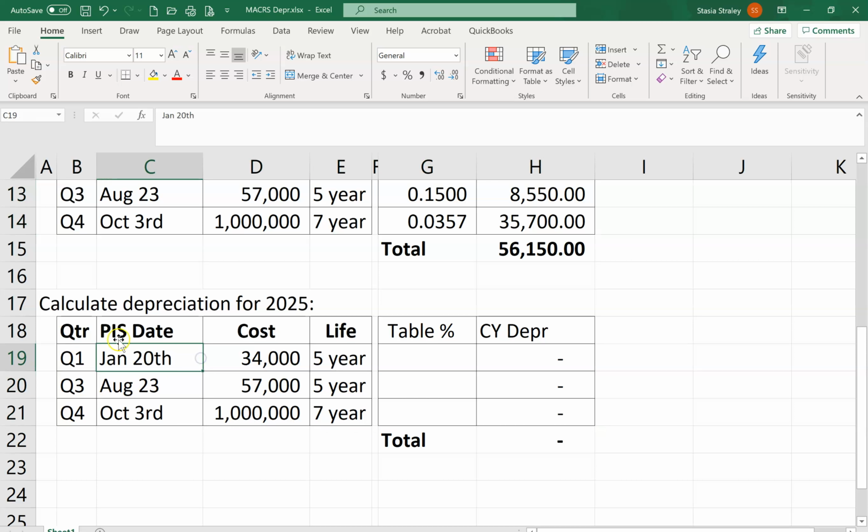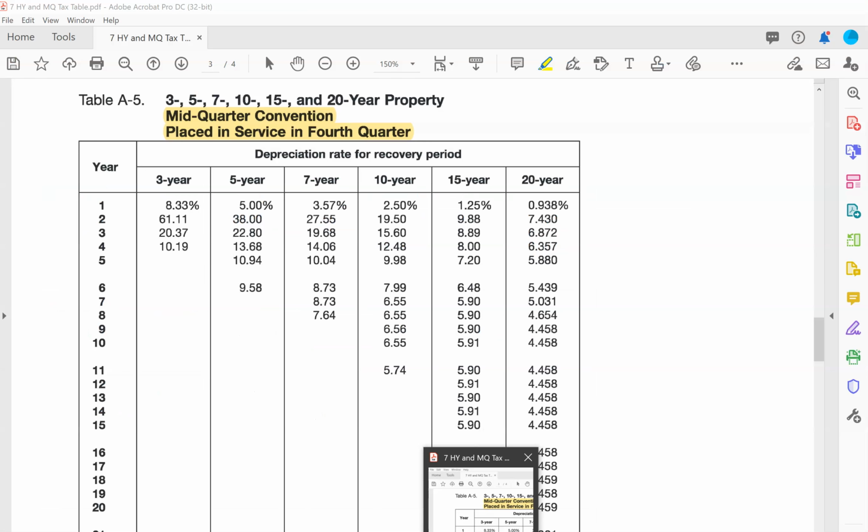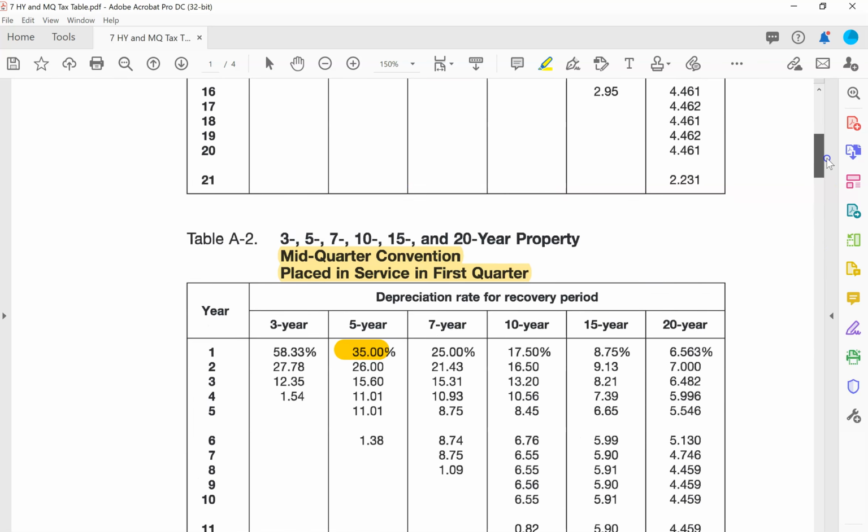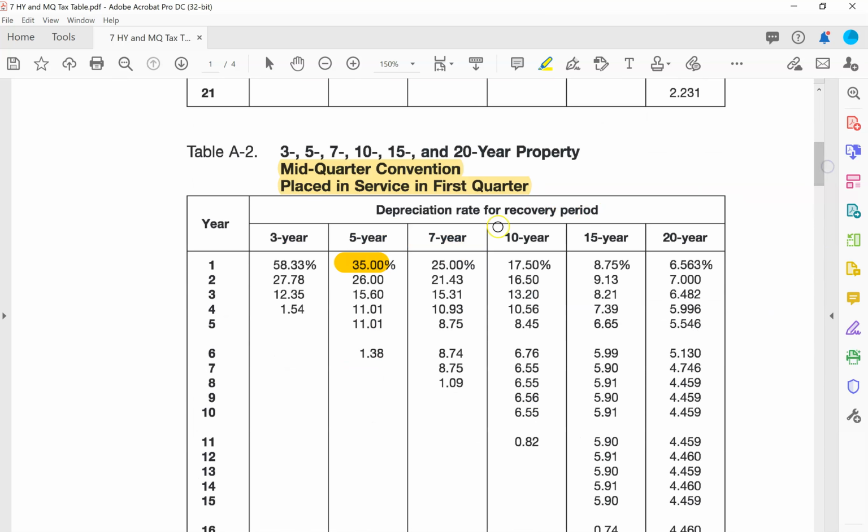So now we're going to look at 2025, and we're going to do this $34,000 asset, so placed in service first quarter, and a 5-year life. So for 2025, it's kind of a lot to remember, but we're going to do it. So we're going to pop back over here. We're going to go back to the first quarter table. So this is mid-quarter, first quarter.